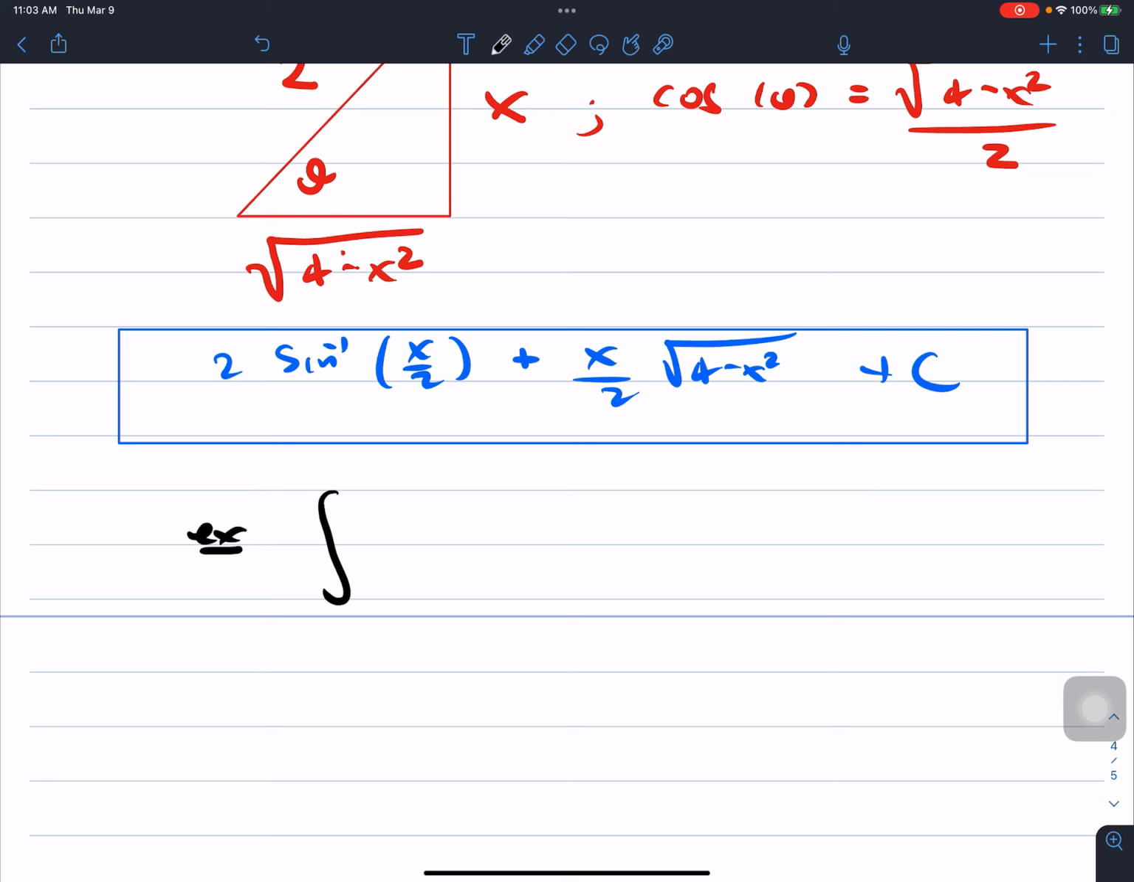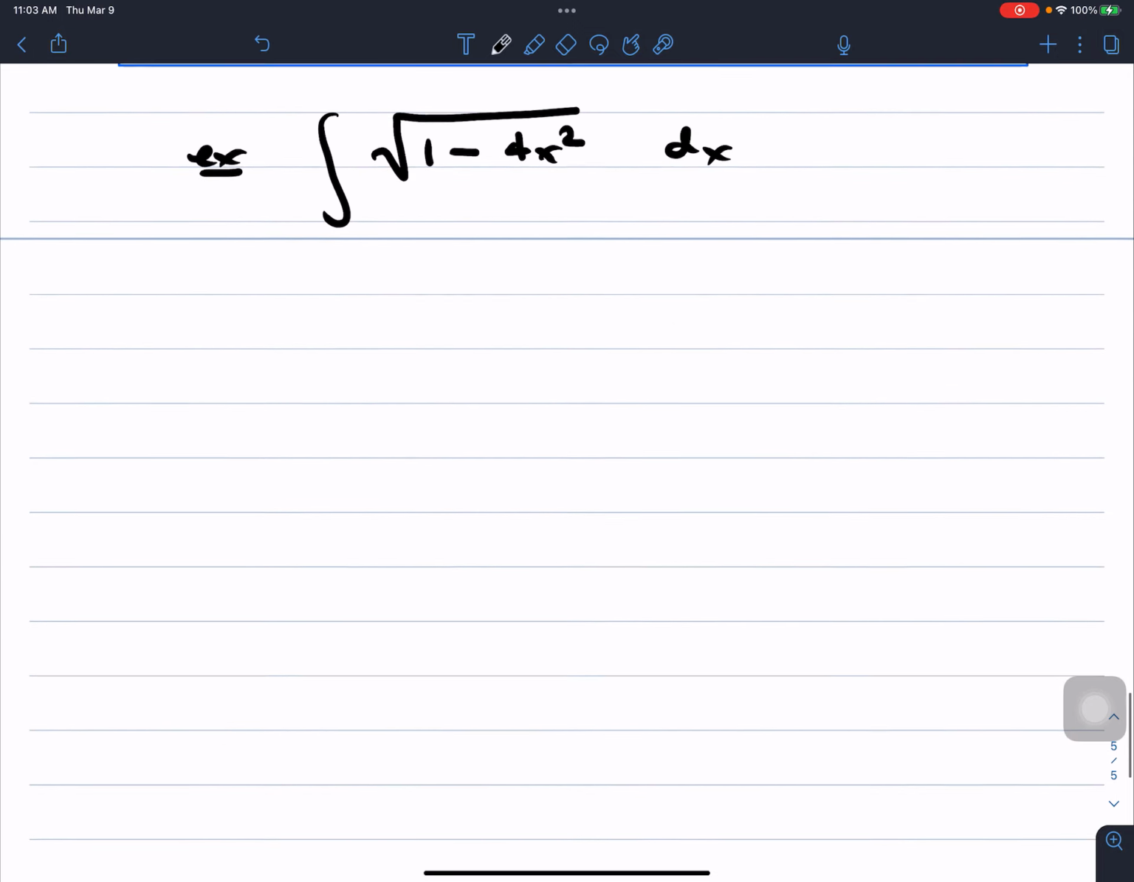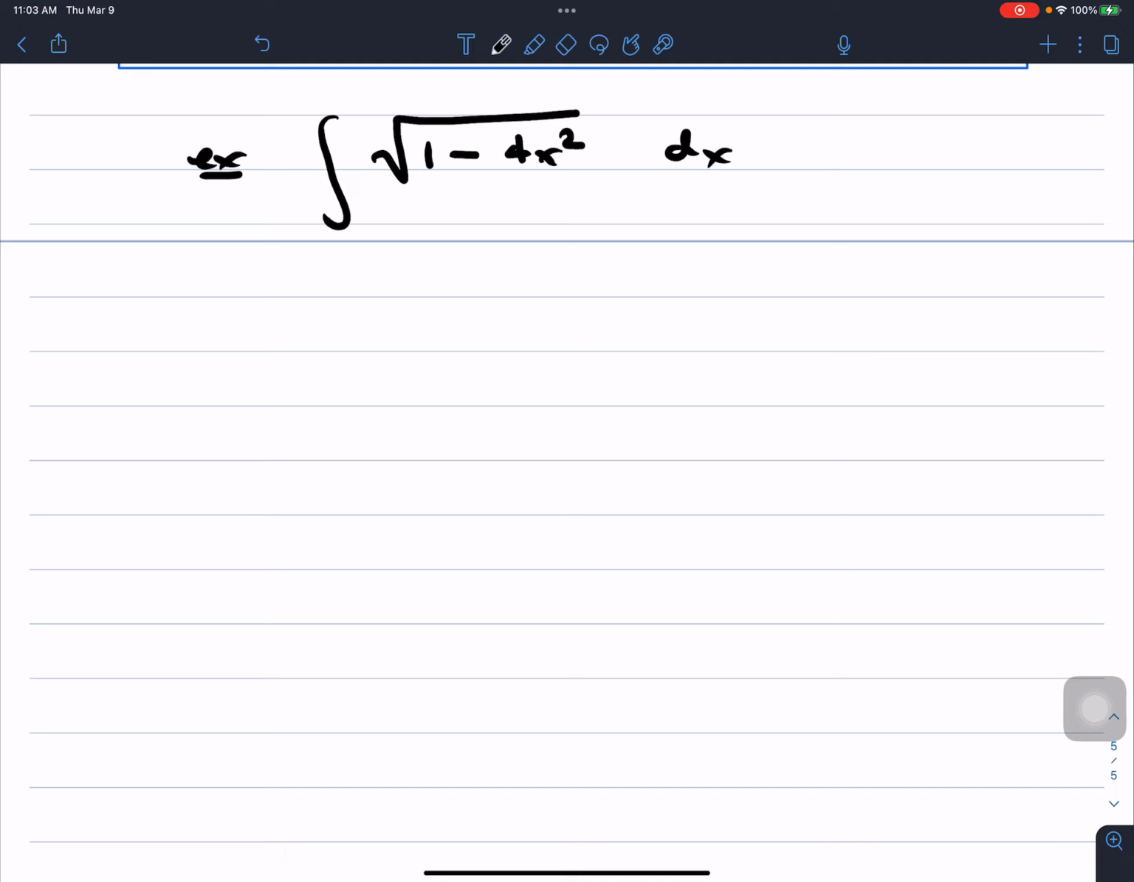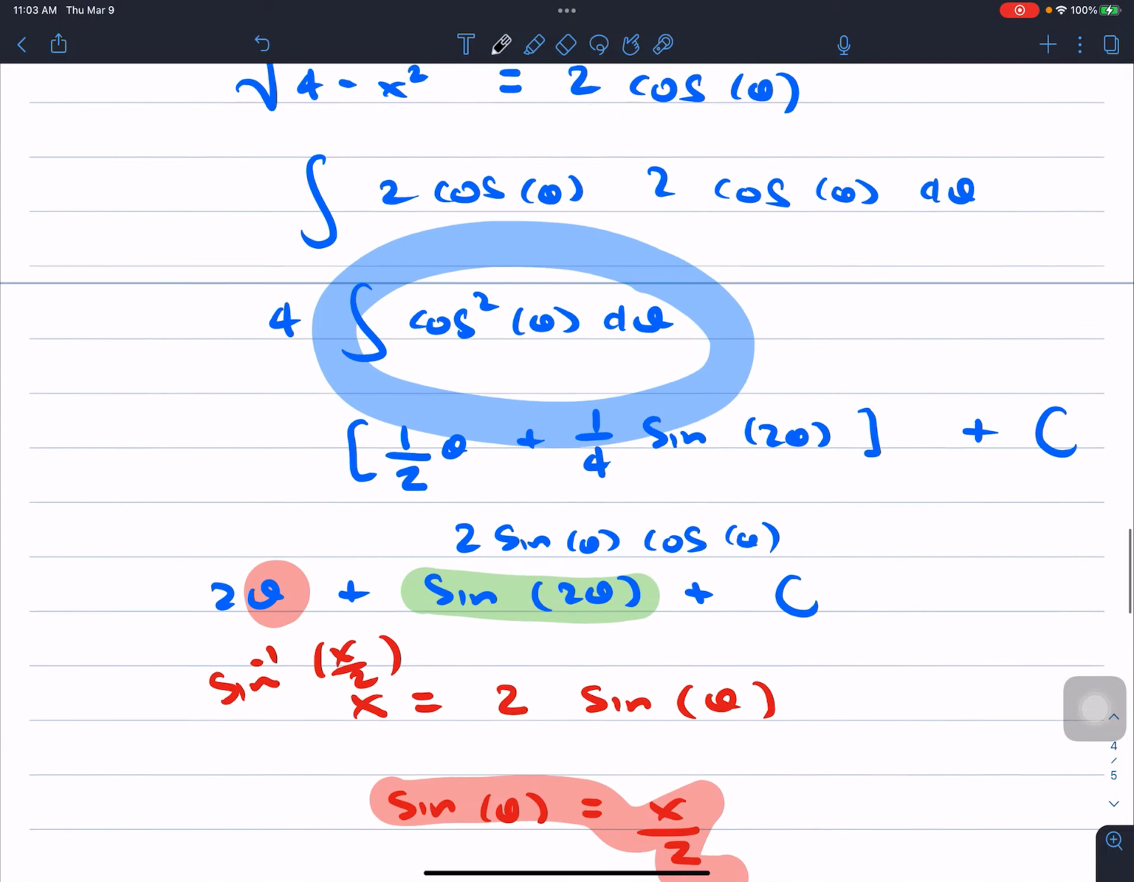How about if they gave you the integral of square root of 1 minus 4x squared dx here? Okay, now be very careful with this. Careful with this one. What do we mean by that?